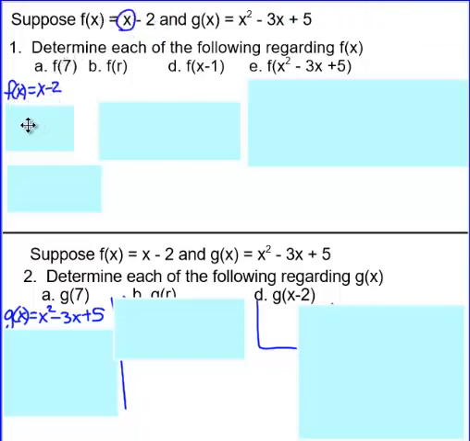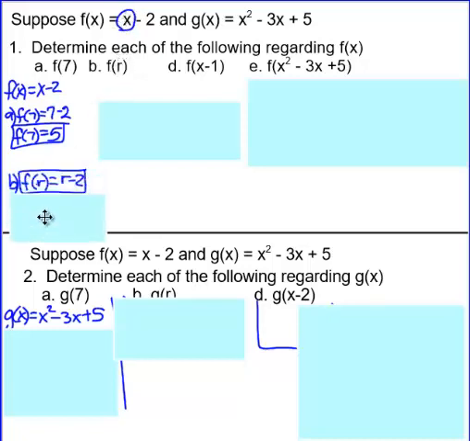So here I have my expression. And so you can see here, I replace the x with the 7, and then you evaluate. So f of 7 equals 5. The next one was f of r. So in this case, instead of a number, we have a letter, but it's exactly the same. We're just going to replace the x with the letter r. Okay, and that gives us a new function with a different variable.